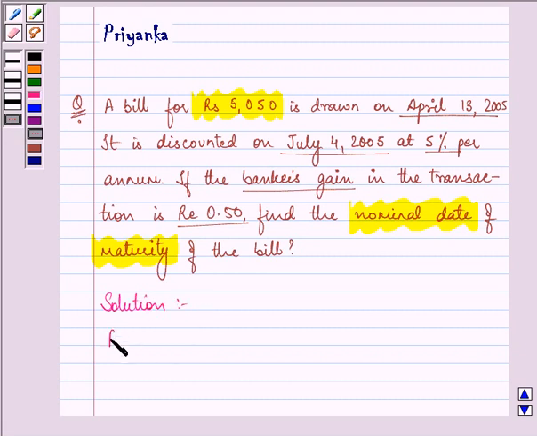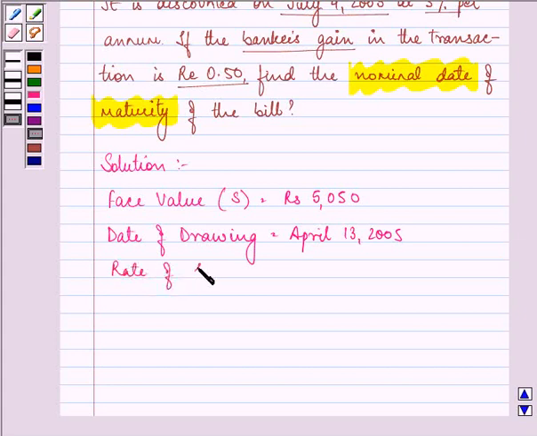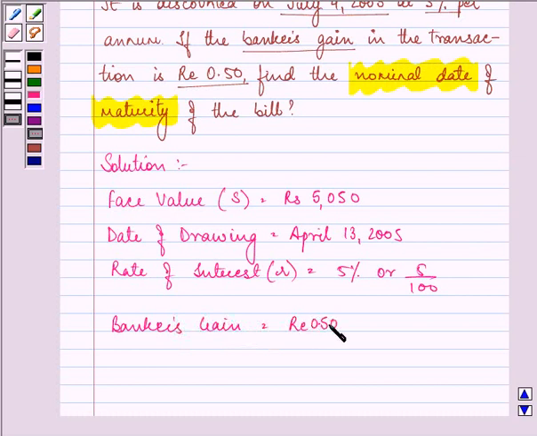Here we are given the face value of the bill, that is S, as ₹5,050. Date of drawing of the bill is given to us as April 13th, 2005. Rate of interest that we take as R is given to us as 5% per annum, which can be written as 5/100. Also, we are given banker's gain as 50 paisa. Now, we need to proceed with the solution.